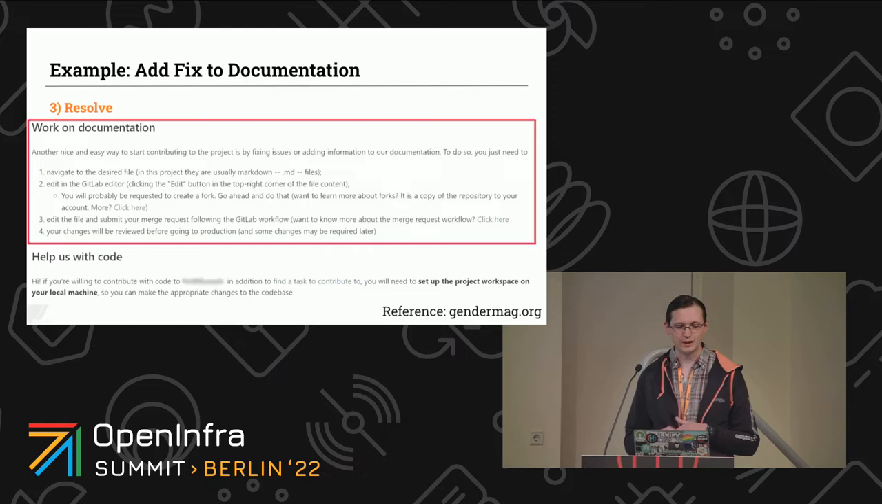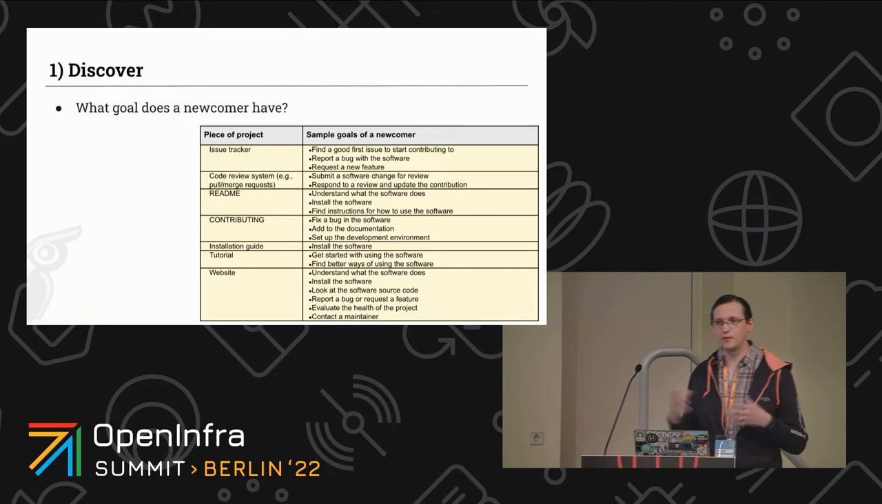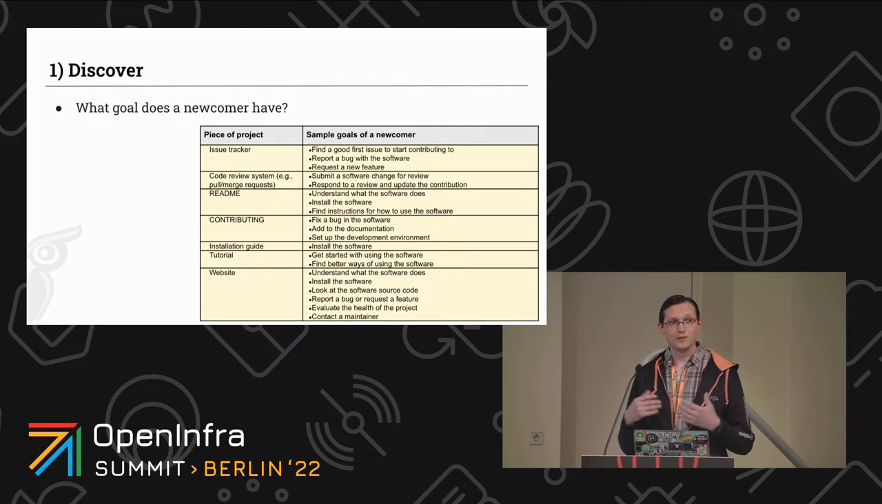Now, how do we arrive here? Let's first think of the process that we can go through. When we walk in someone's shoes, that's the goal. Figure out, okay, what do they maybe want to help with? What are their goals with interacting with our project? What are they even interacting with? Are we talking about our issue tracker, our README, installation guide, the tutorial? And then what do they want to do with it? So we need to have a focus.